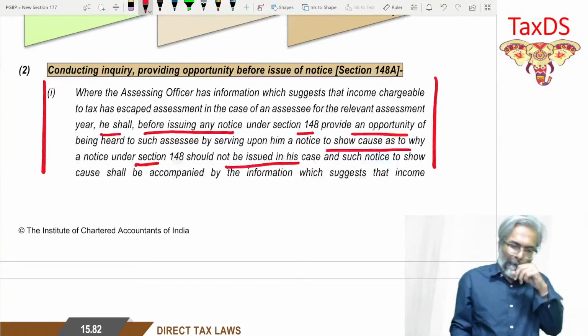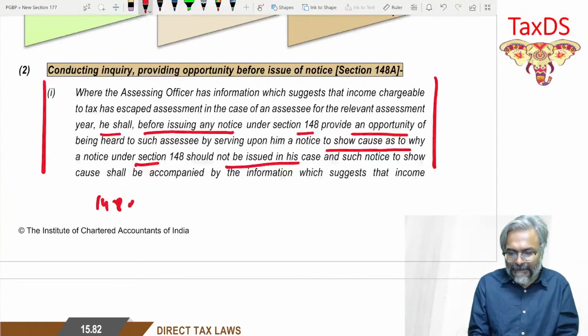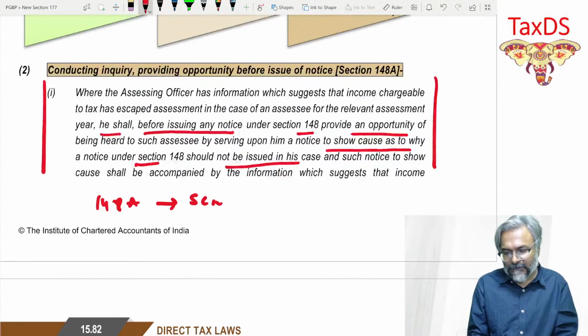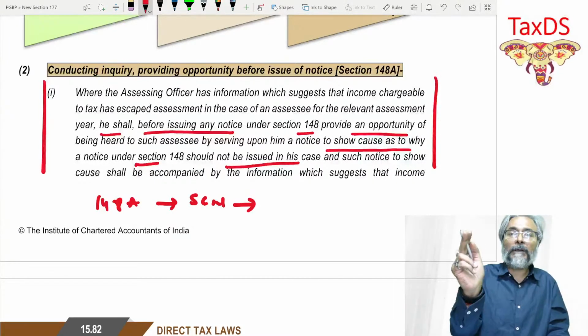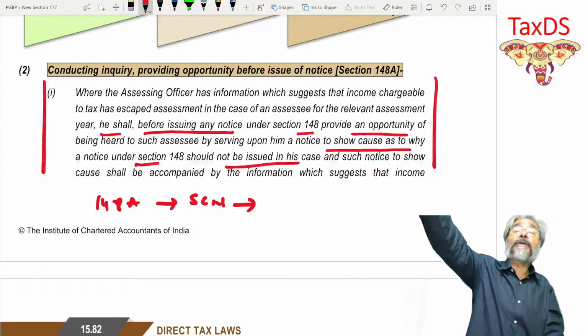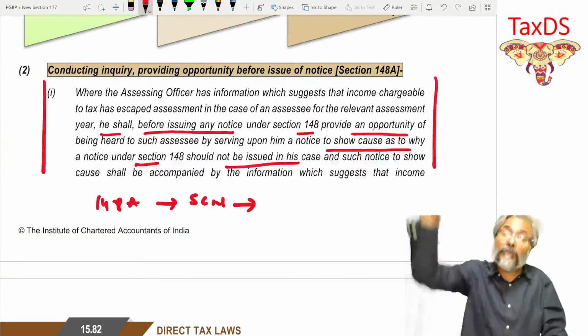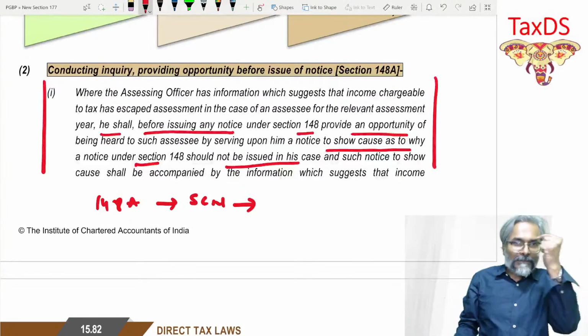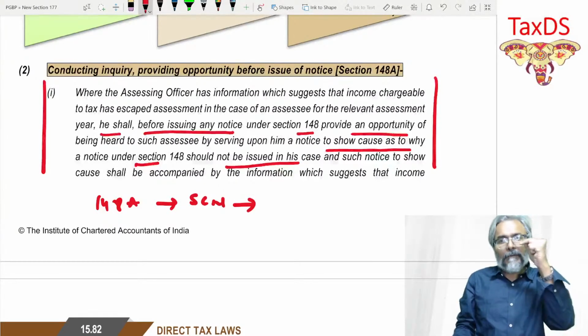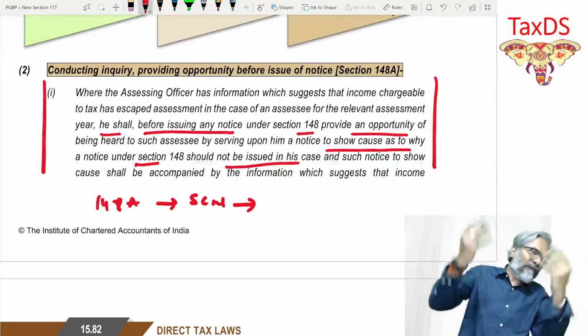So therefore, 148A is what? A show cause notice. Show cause notice for what? That why I should not issue a 148 notice and start 147 on you. Why I should not issue on you what? A 148 notice and start 147 on you.